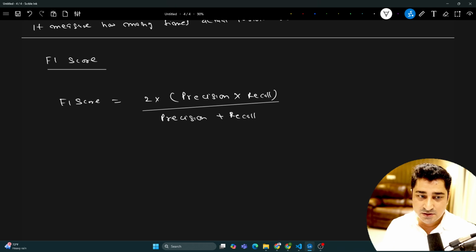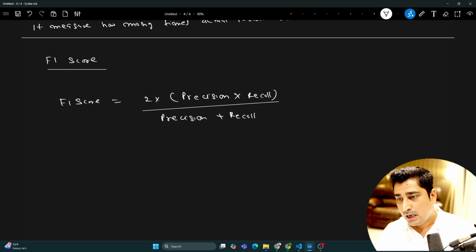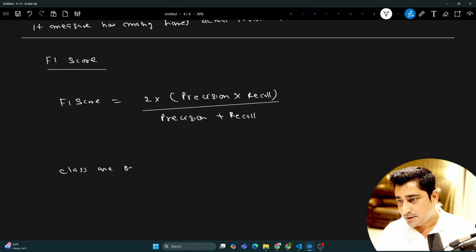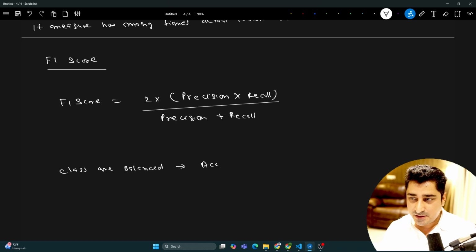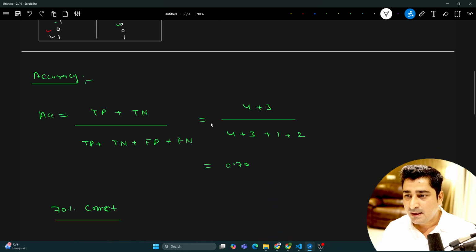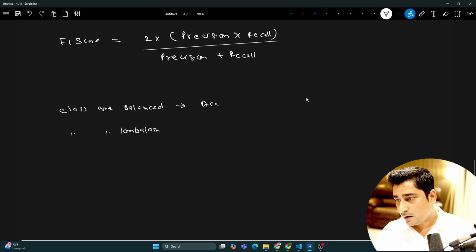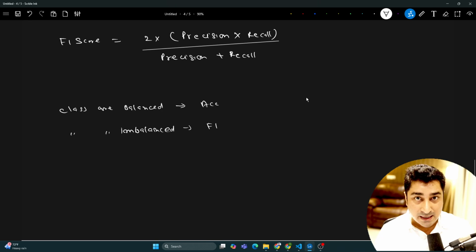See guys, whenever your classes are balanced, at that point of time the best metric is going to be accuracy, right? When classes are balanced, it means they are available in almost the same amount, a 50-50 ratio or maybe 49-51. In that case, just go ahead with the accuracy metric. We have already talked about accuracy in my previous lecture. But when your classes are imbalanced, one class available in a majority and another in a minority, at that point of time always go ahead with the F1 score.